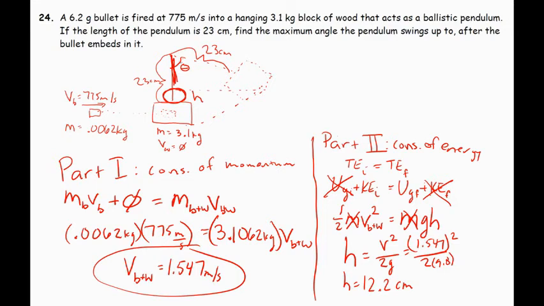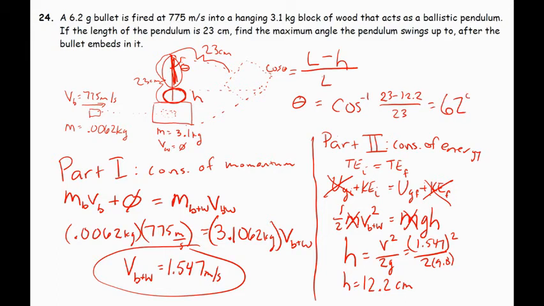Okay, so when I figure out the length here, the length of the pendulum minus the height is the adjacent side, divided by the hypotenuse, which is the length again, and that is equal to cosine theta. So theta is equal to inverse cosine of the length, which is 23, minus 12.2, divided by 23. And I end up getting that my pendulum makes an angle of 62 degrees.